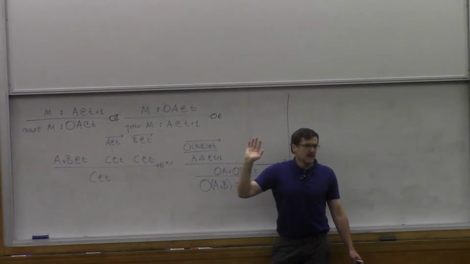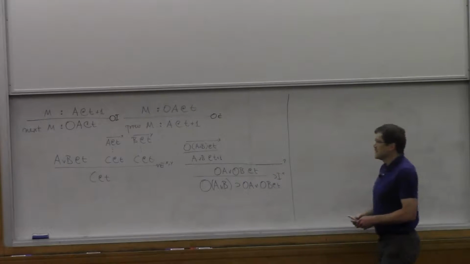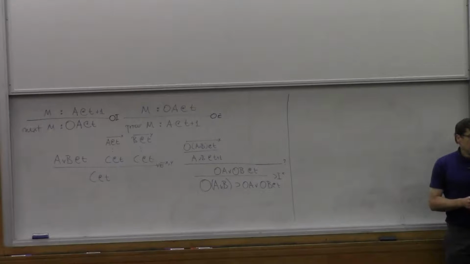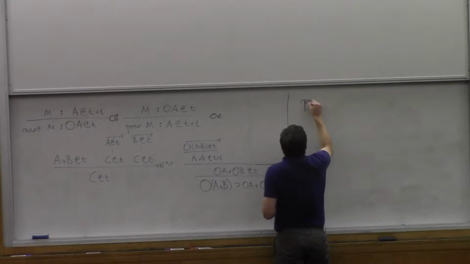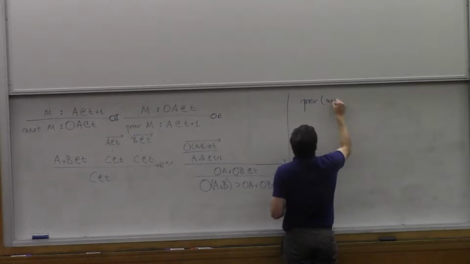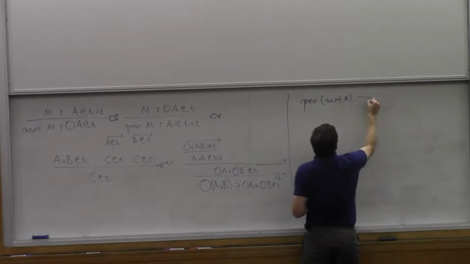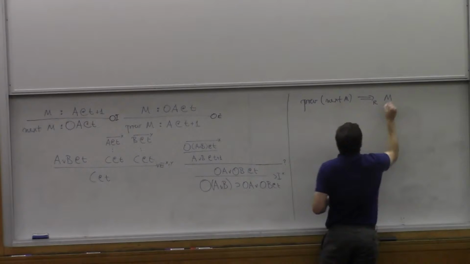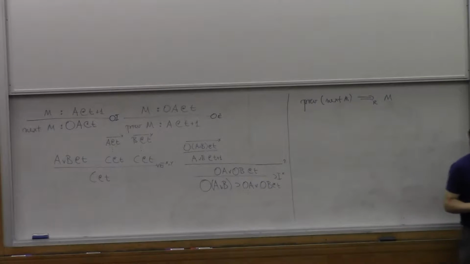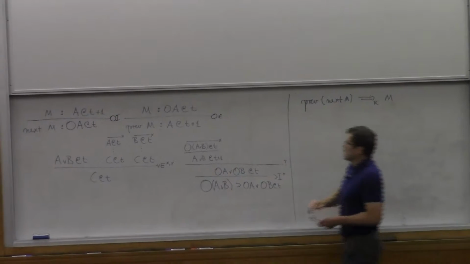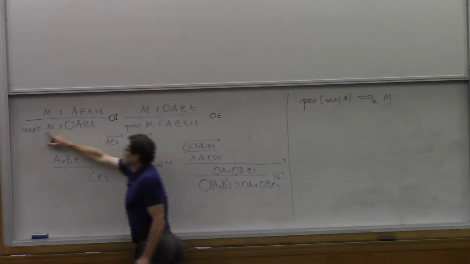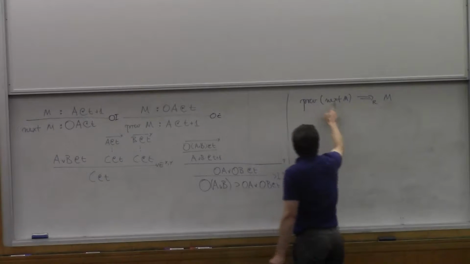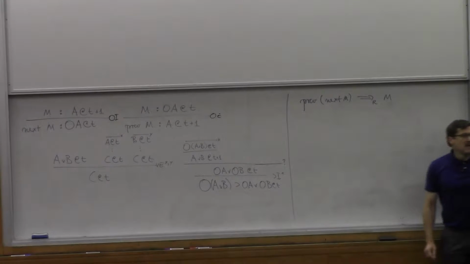Make sense? And on the proof terms, what is the corresponding reduction rule? What is the reduction rule when you write it down on the proof terms? Prev of next of M reduces to M. Okay, does that make sense? Because when we have first the introduction and then the elimination, the prev is going to be outside of this next. And so the prev of next of M gets it to M. Okay?